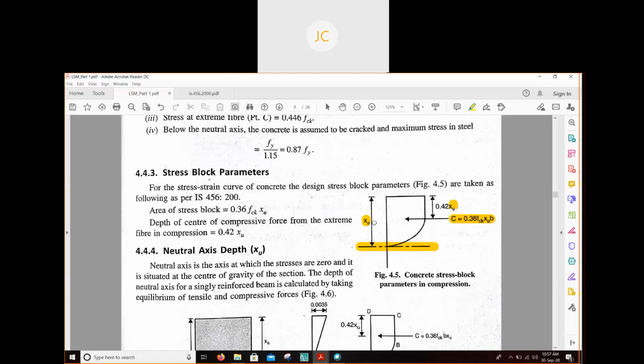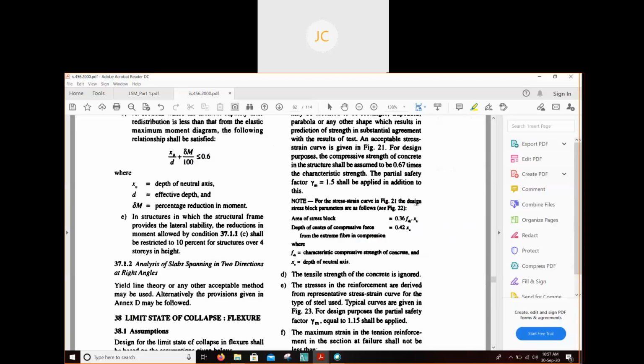So total compressive force will be this much, and the depth of this total compressive force from the topmost fiber is 0.42 XU. This is also written in IS 456. You can see here, depth of center of compressive force is 0.42 XU. Here XU means depth of neutral axis, and FCK, all of you know, is the characteristic compressive strength of concrete.